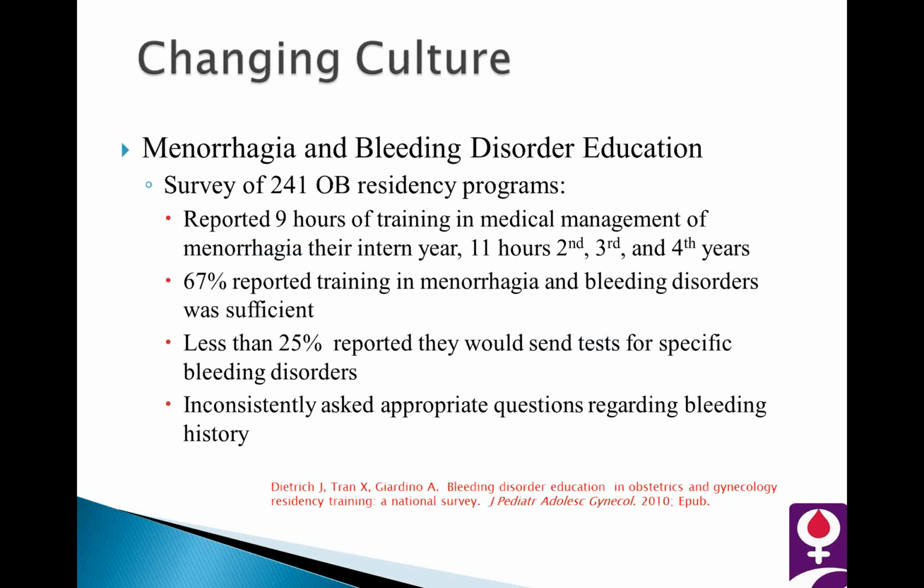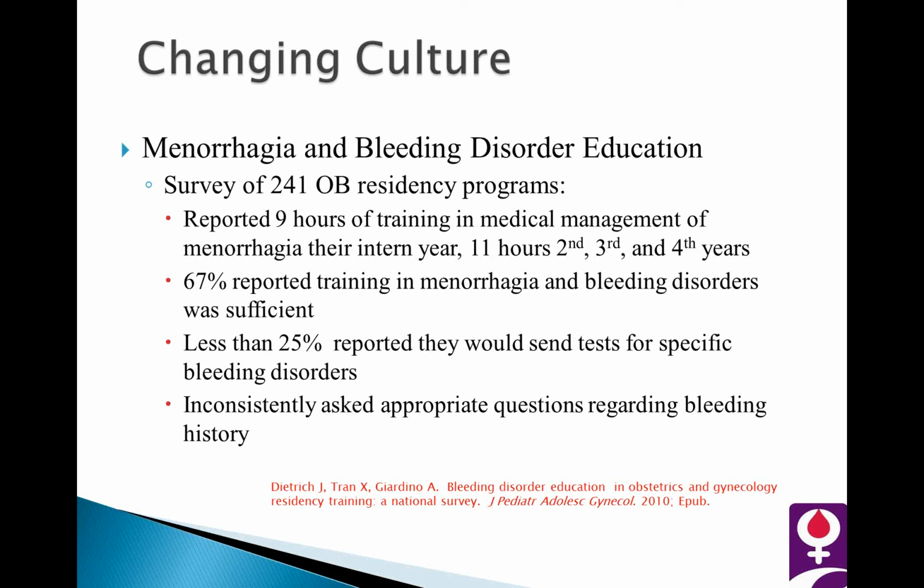It's also interesting to note that there is some change in culture to some degree, and menorrhagia and bleeding disorder education has come to the forefront. In this study, involving over 240 OB residency programs, a survey was conducted. It looked at several different class years of OB residents from the first year to the fourth year. The survey inquired about their knowledge and experience in managing women or adolescents with menorrhagia and their proficiency in assessment and management of this condition.